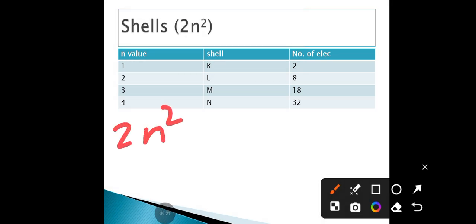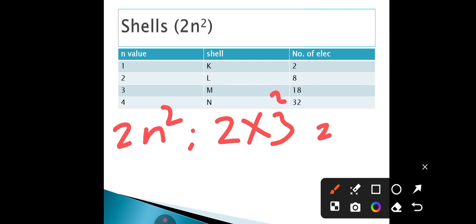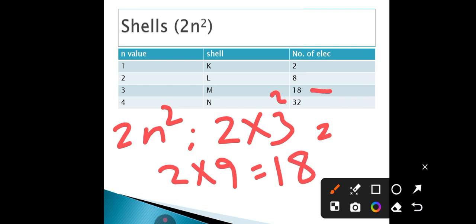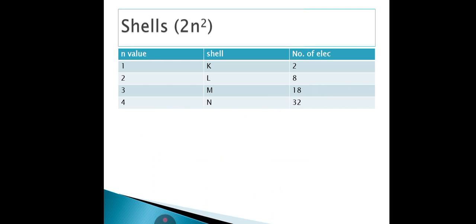Now the next, we have n is equal to 3. Let's substitute here: 2 into 3 square. How much is 3 square? 9. How much is 2 nines? 18. So that's how I get 18 electrons. It means for the M shell, a maximum of 18 electrons can be accommodated. Beyond that, the electrons will move to the next shell.